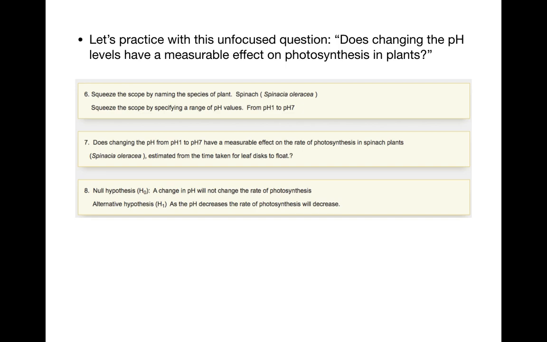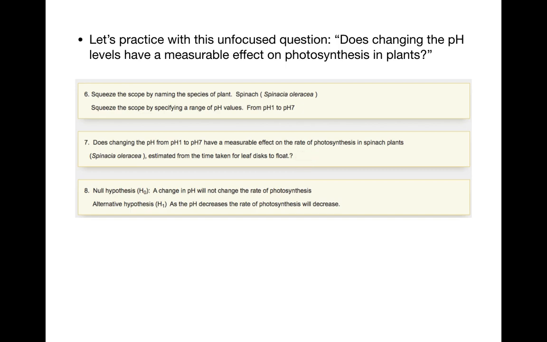Okay, so here's kind of another draft of that question. Does changing the pH from pH 1 to pH 7 have a measurable effect on the rate of photosynthesis in spinach plants? Spinacia oleracea, estimated from the time taken for leaf disc to float. Now that's not the only possible question, but that's a very good question.